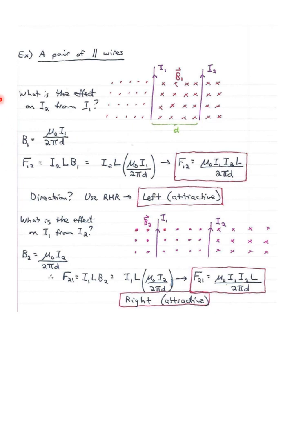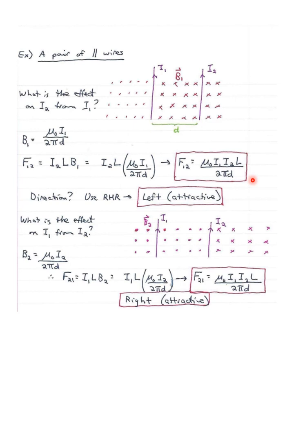Now my original question was, what is the effect on I2? So let's now calculate the force of 1 acting on 2. And that equals I2 times the length of I2 times B caused by wire 1. So we have I2 L B1. And we're going to substitute in the line above. I just solved for B1. So we have I2 L mu naught I1 over 2 pi d. So we get that the force of wire 1 acting on wire 2 is mu naught times the product of the currents times the length divided by 2 pi and their distance.